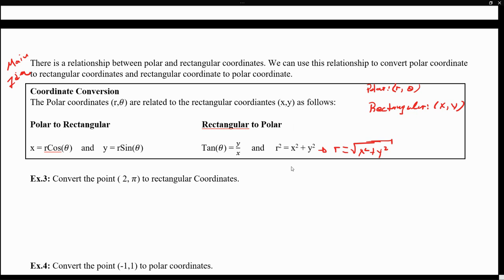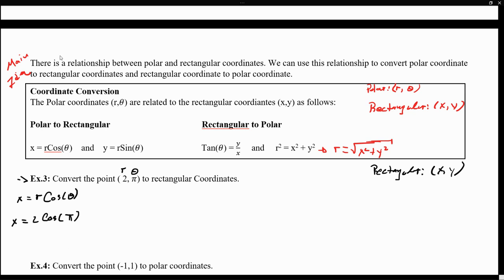So let's do 2 examples. Under example 3, it says, convert the point 2 comma pi to rectangular coordinates. So for rectangular, we need an x and a y. And notice that the way that we've been given here, this is my value of r and this is my value of theta. So therefore, x, I know that that's represented as r cosine of theta. So therefore, my x value will be 2 cosine of pi.